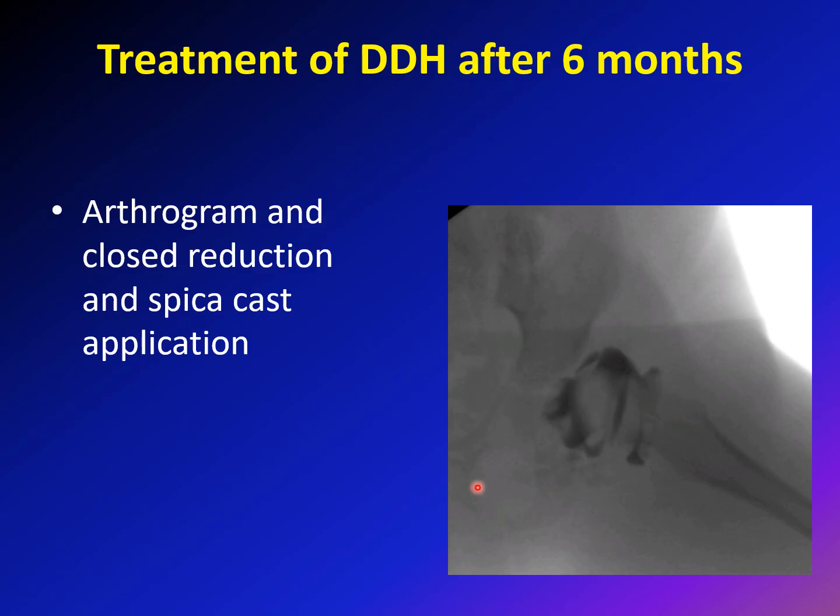How do you treat DDH after 6 months? We do an arthrogram. So here the patient is taken to the operating room. A dye is injected so you can see the acetabulum better and you can see the head, and you do closed reduction and spica cast. Much more detail is given in the lecture on hip dysplasia.